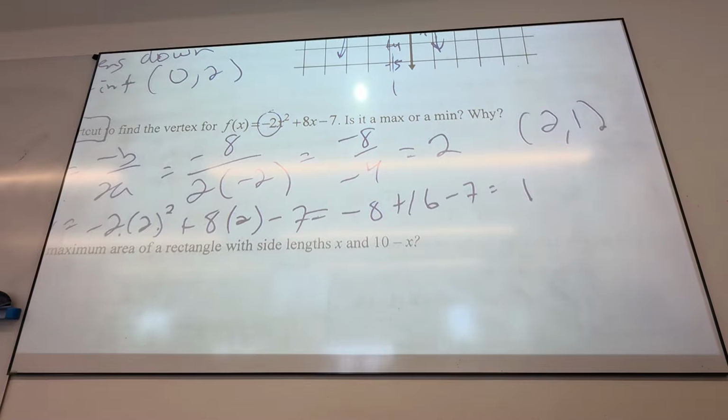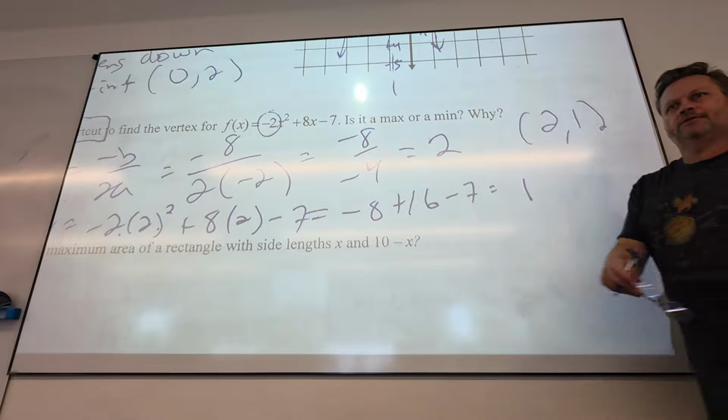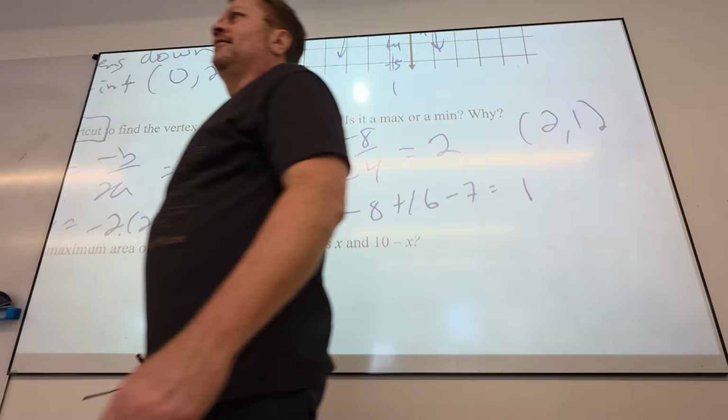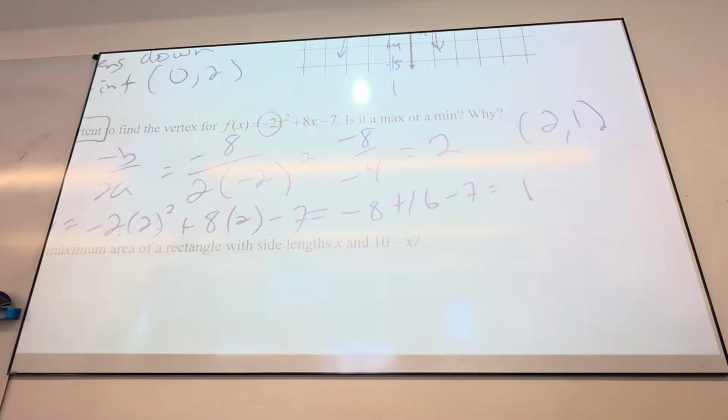Now, here's the ultimate question. Is it a max or a min? Why is it a max? Because it opens down, so it's the top of the mountain, not the bottom of the valley. So if it opens down, the vertex is a max. If it opens up, the vertex is a min. This kind of thing would be maybe a graph of profit, and my goal is to be there to make all the money. You guys with me? Okay.